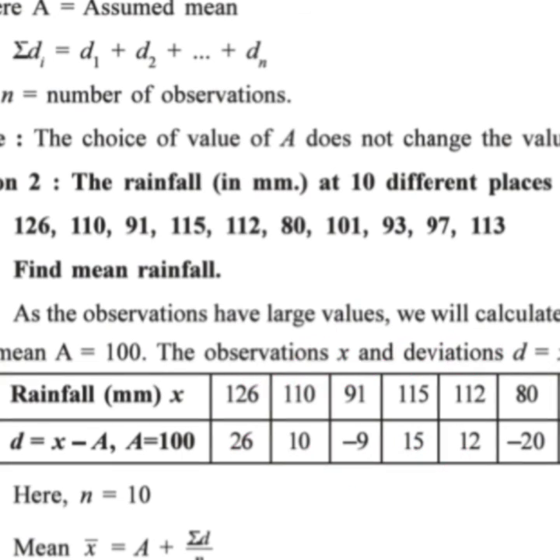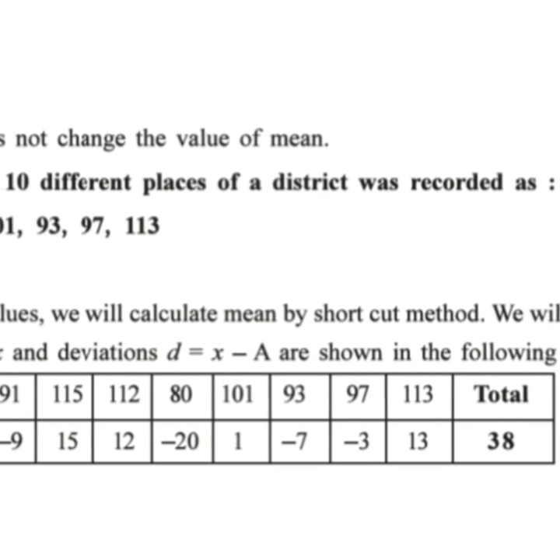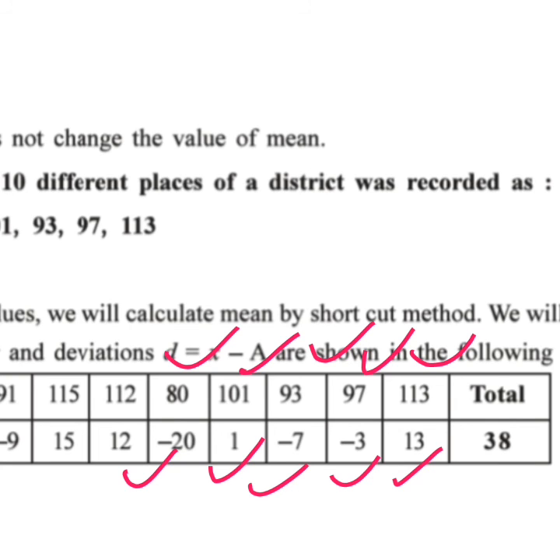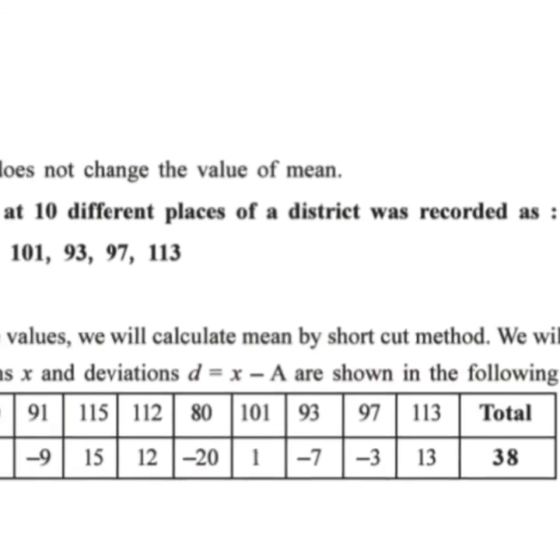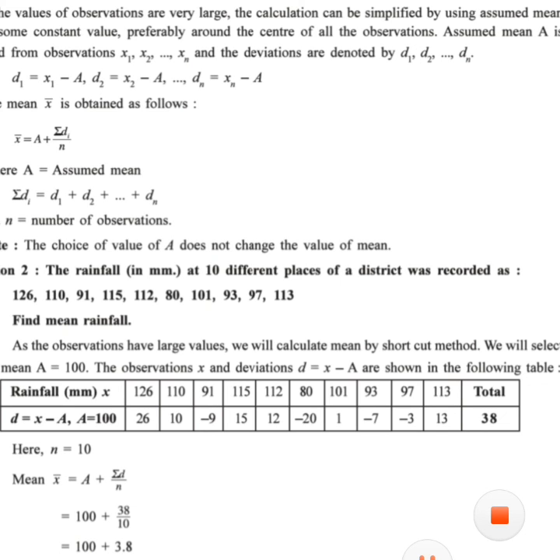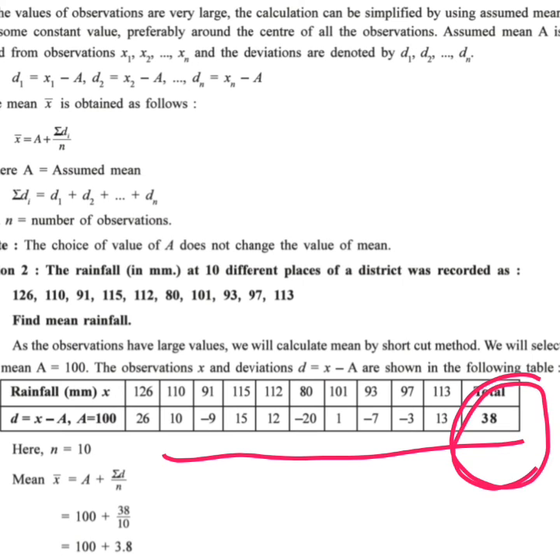Similarly, as we move on, 80 minus 100 will give you minus 20. 101 minus 100 is equal to 1. 93 minus 100 will be minus 7. 97 minus 100 will be minus 3. And 113 minus 100 will be 13. As you add all these deviations d, you get sigma di. The total of sigma di comes to 38.